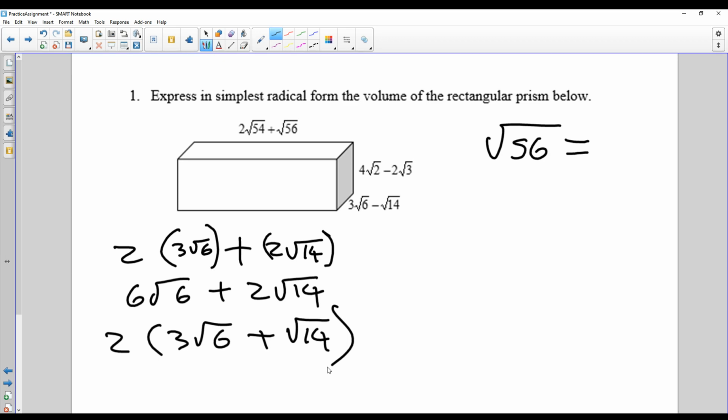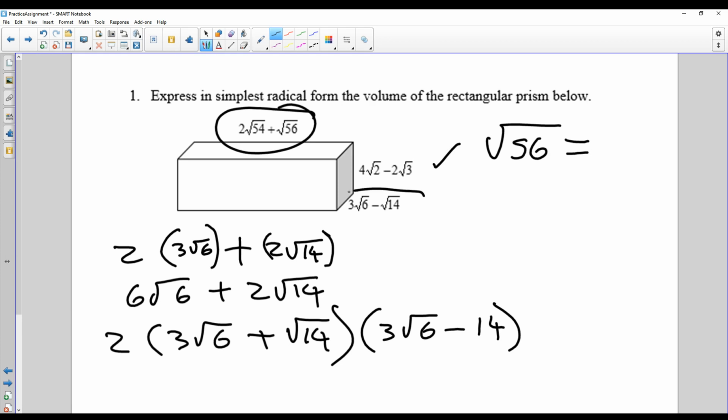Now I'm looking around and thinking, that looks a lot like this one right here. Look at that. 3 root 6 minus root 14. It's interesting. So I know I'm going to have to multiply all of these things together. I have to multiply this thing that we just factored out times the 3 root 6 minus root 14. And when I take the result of that, I'm going to have to multiply that by this one right here. That's the only two we're multiplying right now. Eventually, we have to multiply by the third one as well. But let's just multiply these two together.